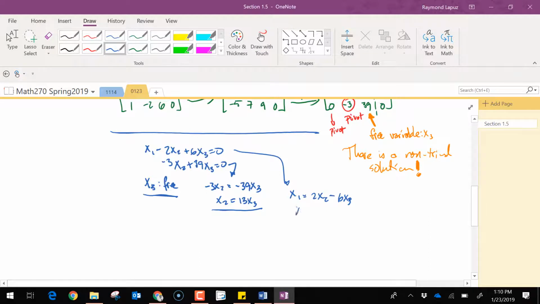As you're looking at this, x2 is dependent on x3, so we can write x2 as something with an x3. So x1 is equal to 2 times 13 x3 minus 6 x3. So x1 can finally be written in terms of the free variable. So what is it? 26, 20?